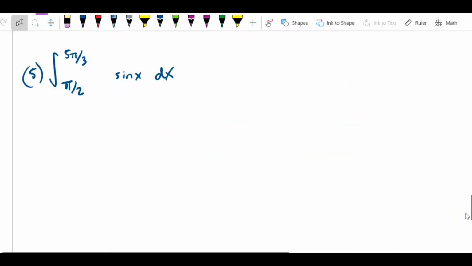Okay, so I want to do an example that's a little bit more complicated, because so far we've had integrals of functions that were entirely positive on the interval of integration. This function dips into negative territory a little bit on its interval of integration. So here we have the integral from pi over 2 to 5 pi over 3 of sine x. First we need an antiderivative of sine x. An antiderivative of sine x is negative cosine x. We know this because the derivative of cosine x is equal to negative sine x.